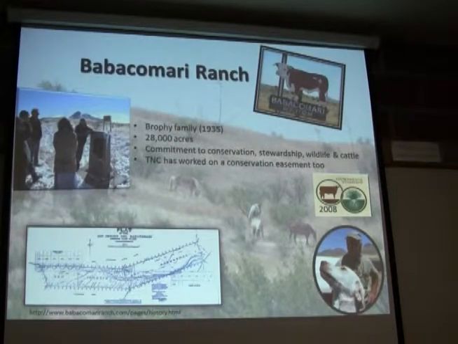Okay, so the Babocomari Ranch is owned by the Brophy family. They purchased it in 1935. It's the largest land grant in Arizona. There's 28,000 acres, maybe more. I've seen different numbers. That they've got a huge commitment to conservation, stewardship, wildlife, and cattle. The TNC has worked on a conservation easement here. I'm not sure what the status of that is. I just saw that in the documentation in my literature review. But there's Frank and his dog, who you'll see if you went to the ranch.